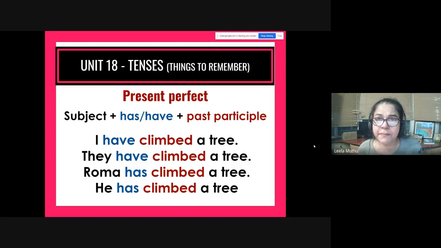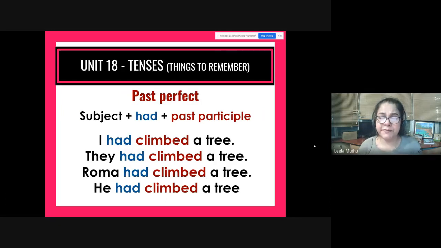Now, present perfect. Actually, children, I'm going through all the subjects. I know I've just given a few, but I'll just go over each and every one of them. So we have present perfect. Present perfect is subject plus has or have plus the past participle. So I have climbed a tree, you have climbed a tree, he, she, or it has climbed the tree. And they have climbed a tree, you all have climbed a tree, and we have climbed a tree. So that's the present perfect.